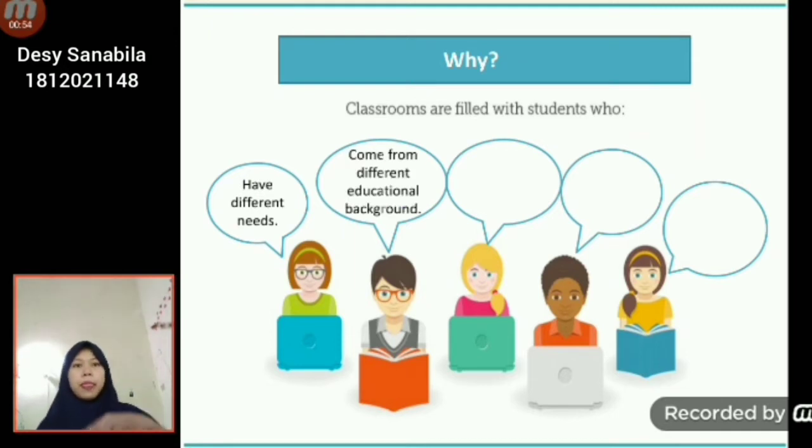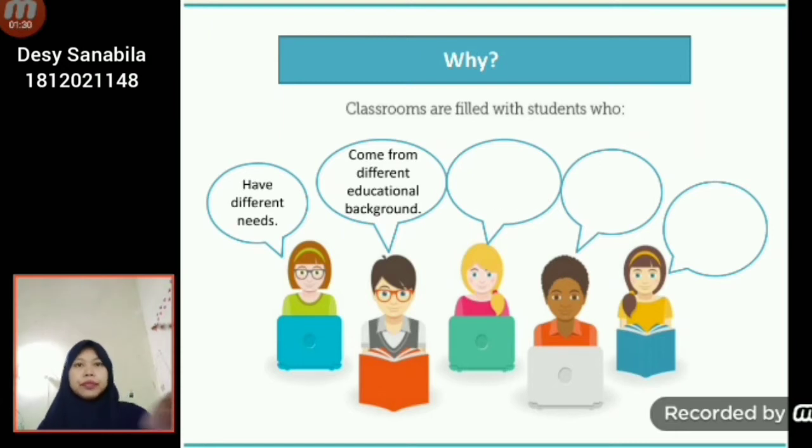Next is that every student comes from a different educational background before they come into their classroom right now. Why is it important to know about it? Of course, it is important because there will be differences between the systems of learning process in their educational backgrounds, and it has an impact on their previous learning outcomes. The teacher needs to know if they want to match the new learning system to the student.